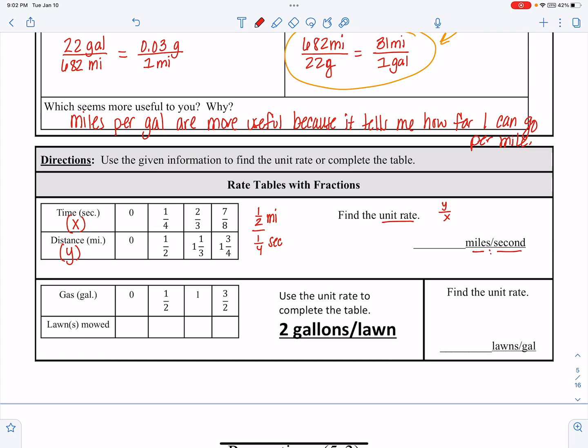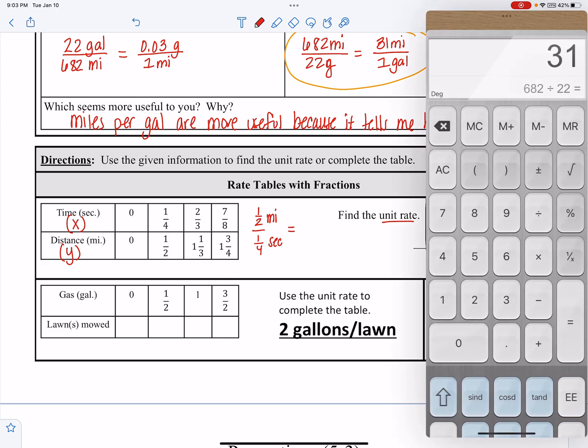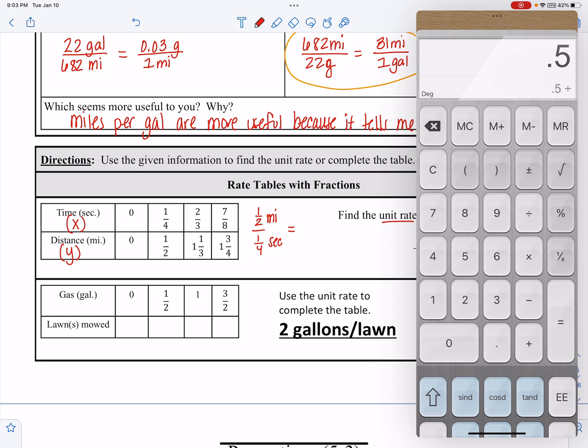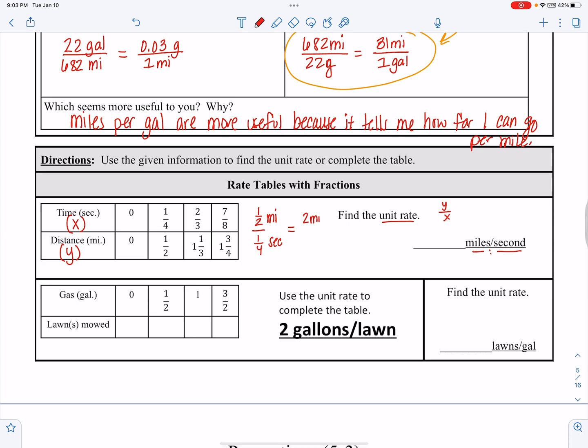Okay, and then we want to create that unit rate. We know that to do that, we're going to just divide them. So it's 0.5 divided by 0.25, or you could multiply by the reciprocal. I'm just going to go ahead and do 0.5 divided by 0.25. And we get a unit rate of 2 miles per second. And so there we go. Now, you could go through and check more of them to make sure that you're correct. I'm just going to check one more to verify it, and then that's it.